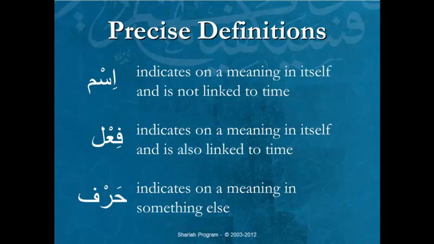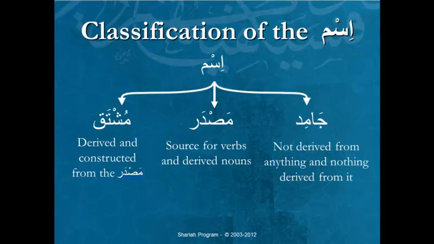Fi'l is the part of speech in Arabic that indicates a meaning in itself and is also linked to time, and that time could be past, present, or future, like the word "went" indicates going in the past, "goes" indicates going in the present, and "will go" indicates going in the future. So we have the act of going, and we also have the time that the going is happening in. Every verb is like that, and the harf has already been spoken about. So let's go ahead now and subclassify the ism, the fi'l, and the harf.